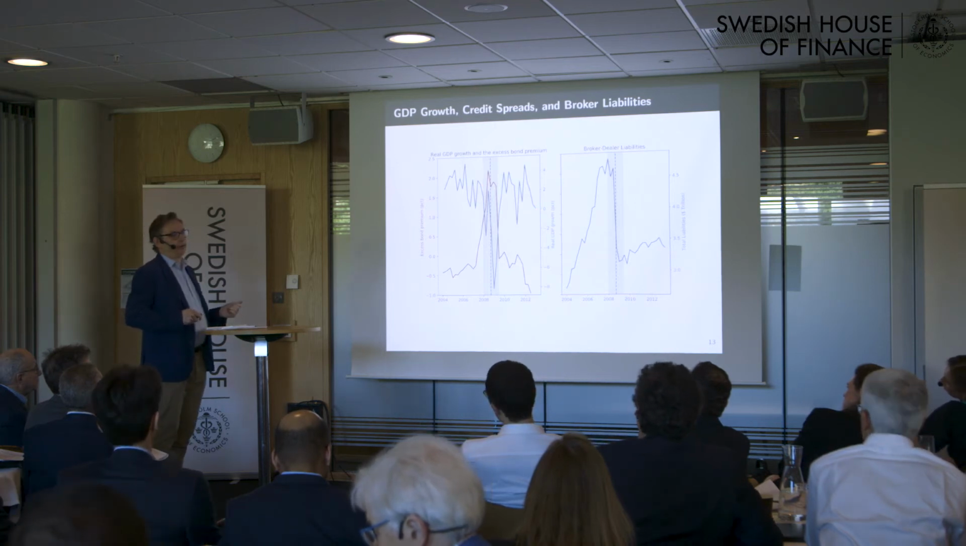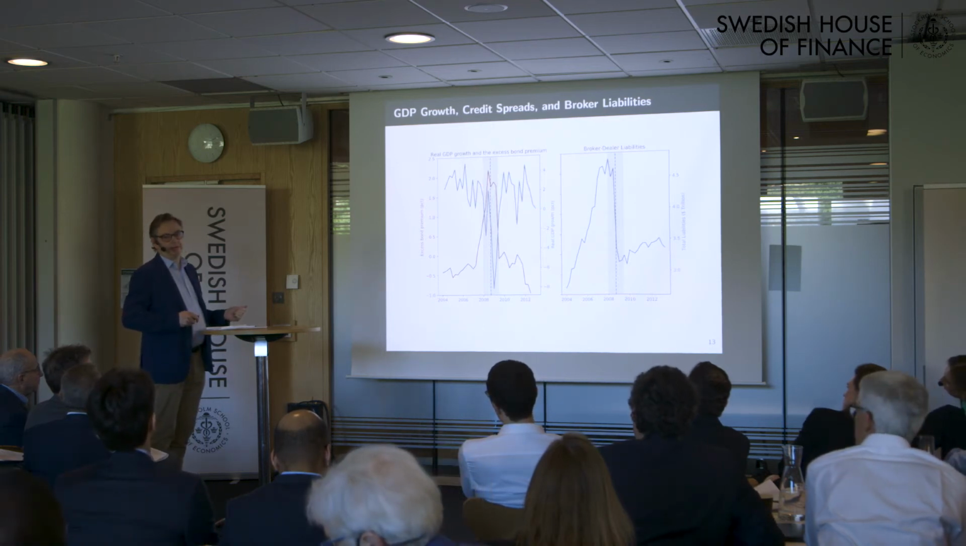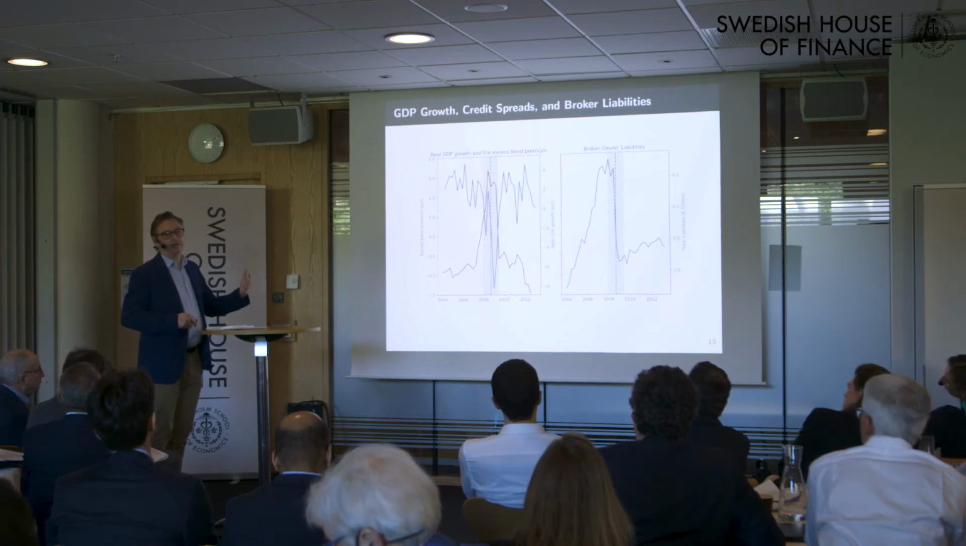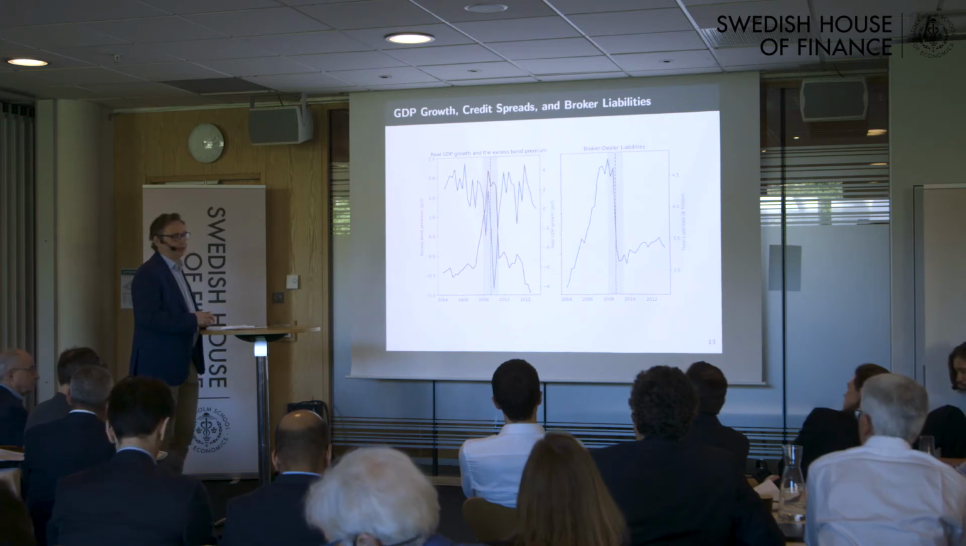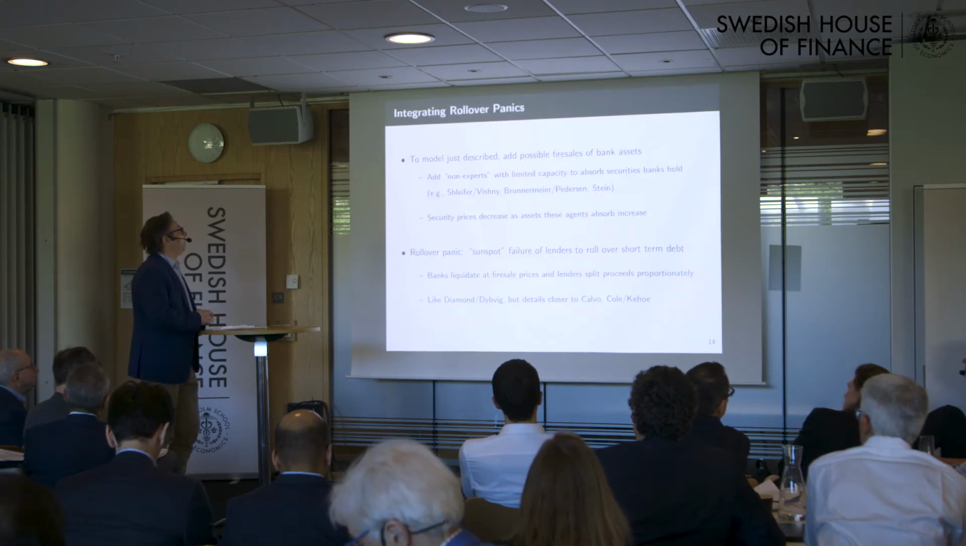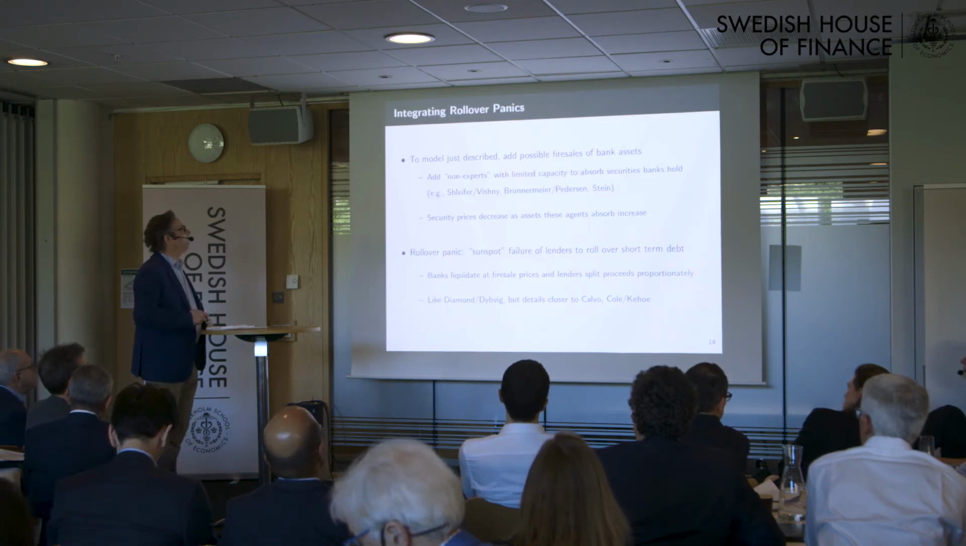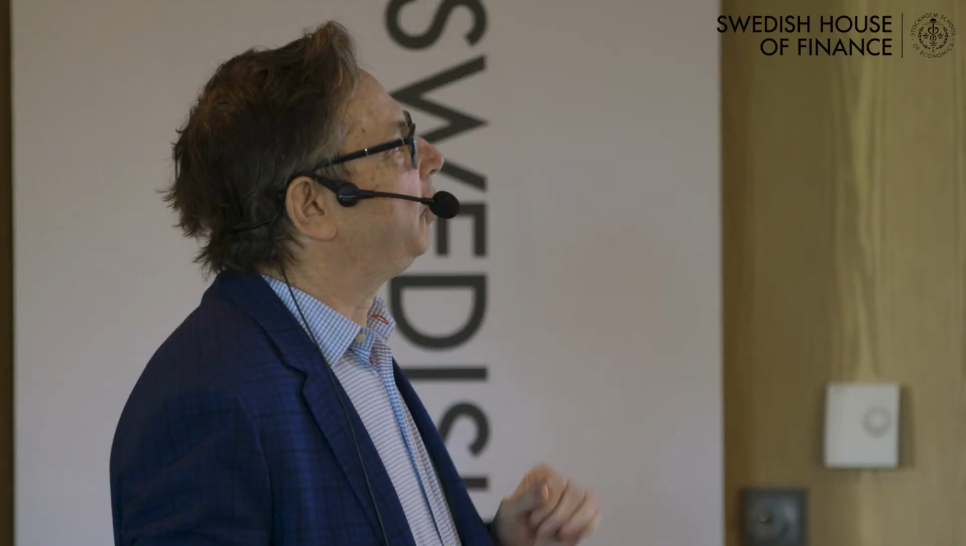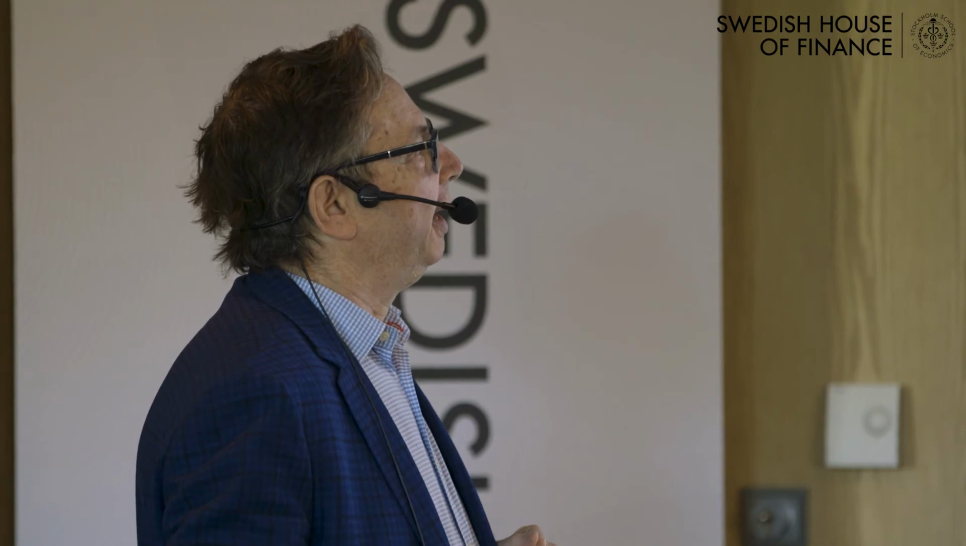Well, let's go over to the other side and look at liabilities of investment banks, broker-dealers. You see they collapse around the time of Lehman. So that's not proof of a run, but it seems pretty suggestive of what's going on. So this is the direction we take. Okay, so how do we integrate rollover panics? Well, the first step is to add in possible fire sales of bank assets.